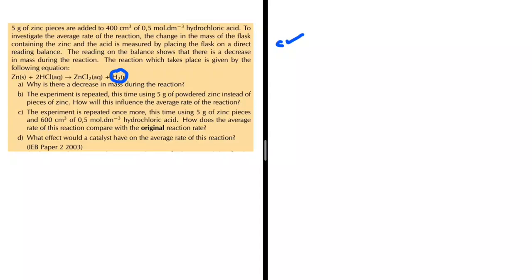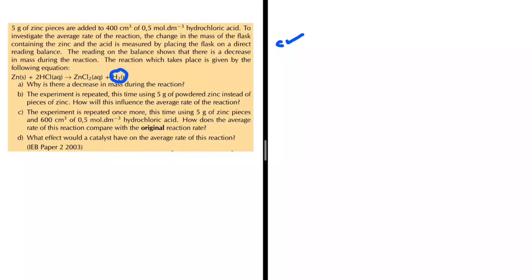So what is the difference? The concentration of the hydrochloric acid is still the same. What has changed is the volume. Initially, the volume was 400 centimeter cube, and now the volume is 600 centimeter cube. If you remember, the factors that affect the rate of reaction, we never talked about the volume. We only talked about the pressure, and that was in relation to gases. In this situation, where the concentration is still the same, the rate of reaction will remain the same. It is not going to increase or decrease.